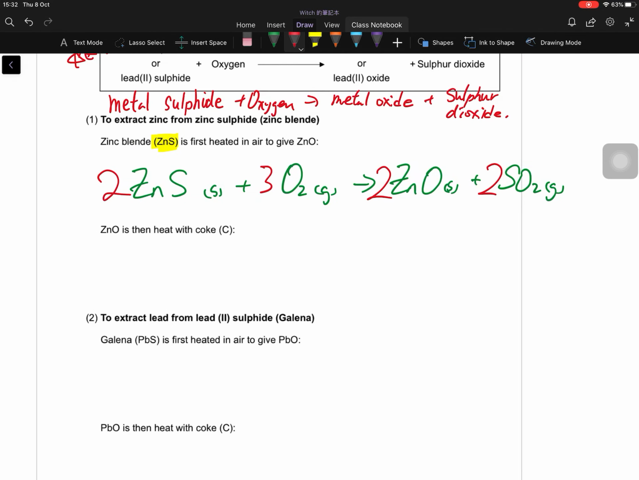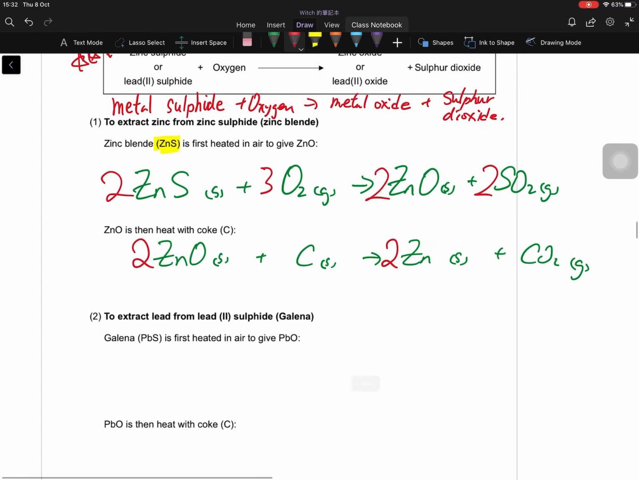Next is zinc oxide heated with coal, which is carbon, to form zinc metal and CO2, a gas. You can see on the right hand side we got 2 oxygen, so here we need 2 zinc oxide to balance the number of O, and then we balance the number of zinc. Then we finish the job, right?